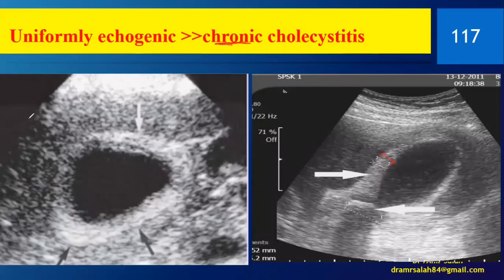So the gallbladder wall thickening, as we have said, is not specific for acute cholecystitis. If it is uniformly echogenic, and the patient doesn't have pain right now, then he has cholecystitis, but it is chronic. It is not an acute attack. If it looks like this and the patient has pain, then it is acute on top of chronic. Okay? All right.